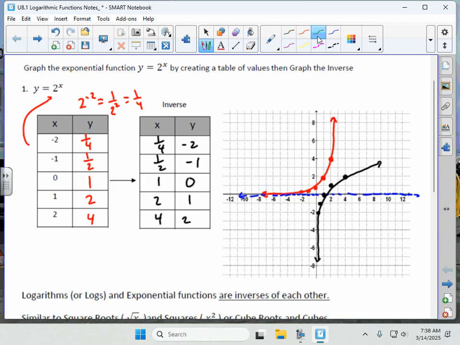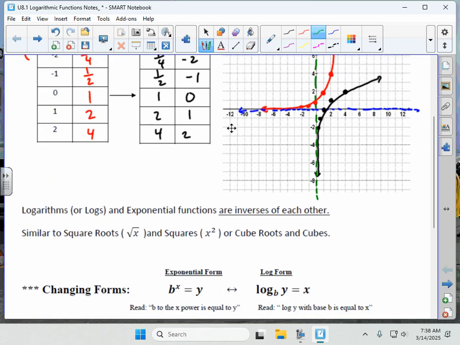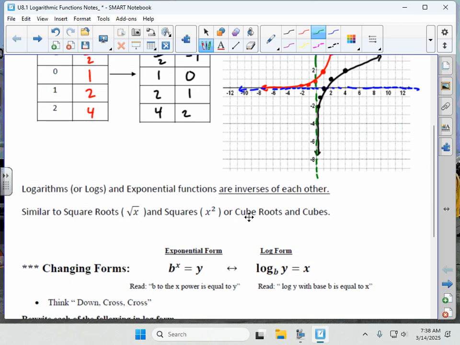It's going to point down, typically, and it has a horizontal asymptote, and it starts on the y-axis. Okay, so the black one is going to be our new graphs when we start graphing. They're going to look similar to that. All right, so a log graph, or a log, and an exponential function are inverses of each other.